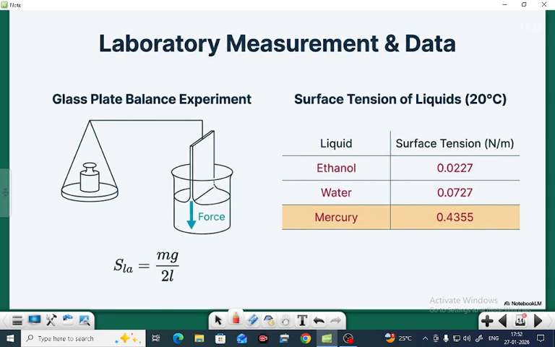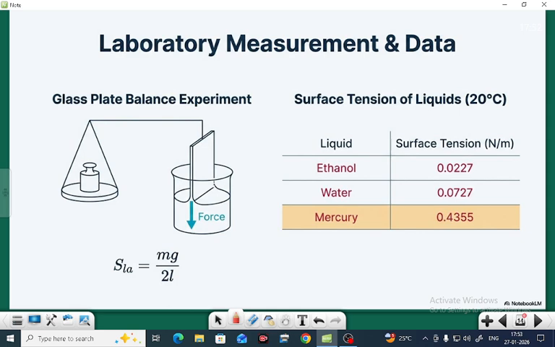Next one is laboratory measurement and data. We can measure the surface tension by this experiment. Here we have taken a weight, and you can see a glass plate attached to the liquid. By the formula, S is F by 2L, F is mg, therefore we get the value of mg here. So S_LA is equal to mg by 2L. By this you can measure the surface tension by this experiment.